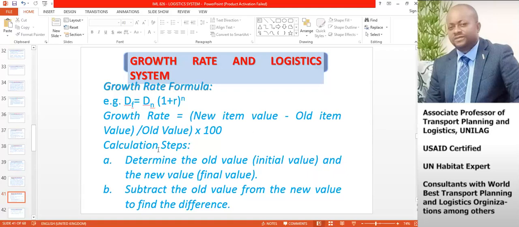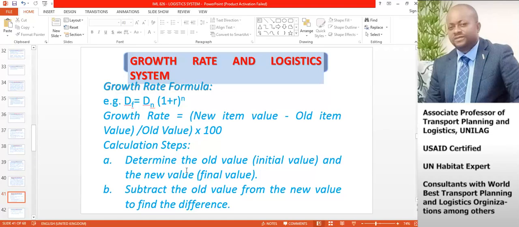So now let's look at the steps that you will use to get your R in case you are asked to do the simple estimation. The first one is to determine the old value. The old value is equal to the initial value of those items, and you also need to determine the new value.